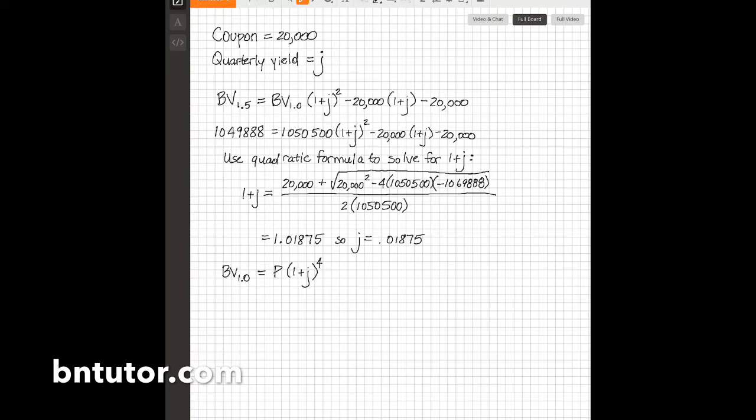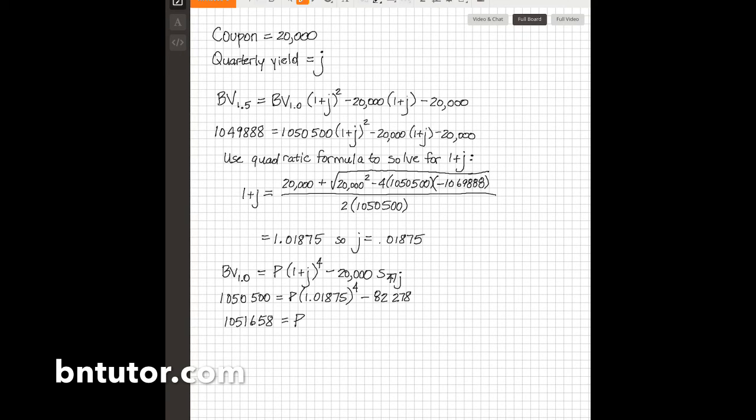at the purchase price if it accumulates for 4 quarters, and then subtracts off $20,000 coupons 4 different times. Since we're told the book value after a year, and we already know what 1 plus j is, we can calculate what the s angle 4 is using the interest rate j, and with a little more work, find the final price of the bond.